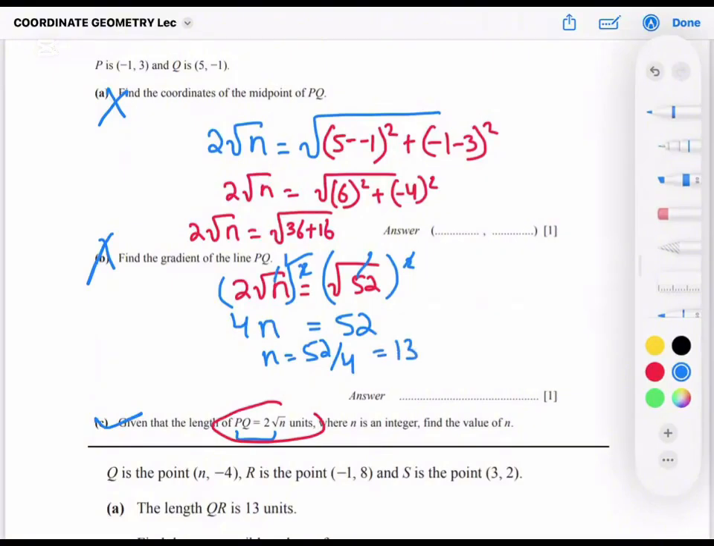Yes, Azan, any confusion in this question? No. Great.